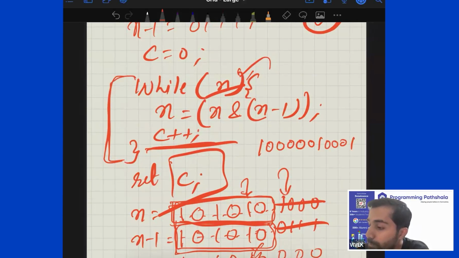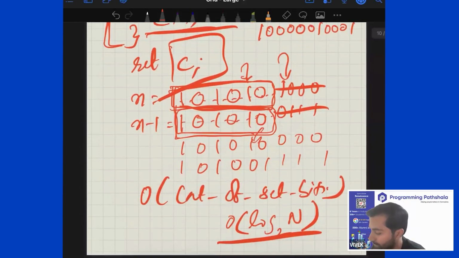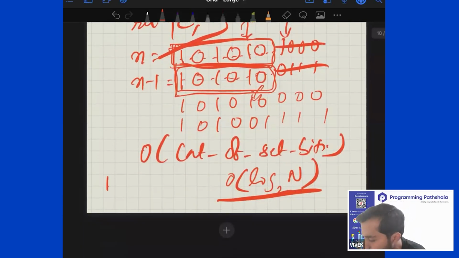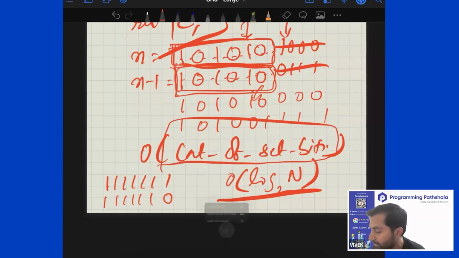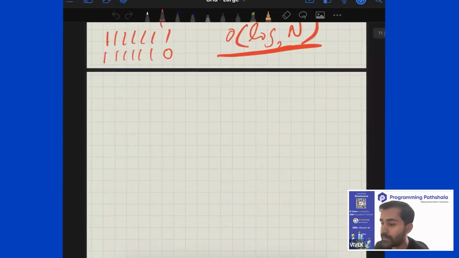Okay. This time complexity is log n in the worst case. Try to understand that point. It will be log n in the worst case. What will be the worst case? The worst case will be where your number is like this. If your number is like this, if you do n minus 1, you will get this, right? So in every shot, only one set bit will go away. Please understand this point. The complexity will be log n in the worst case. In average cases, in most of the cases, it will be count of set bits. So it is definitely better than the previous solution, which was log of n.